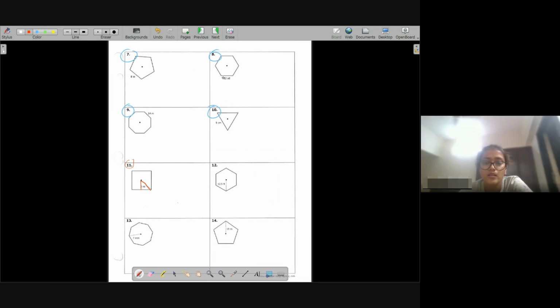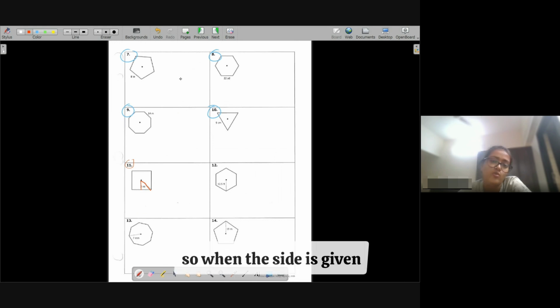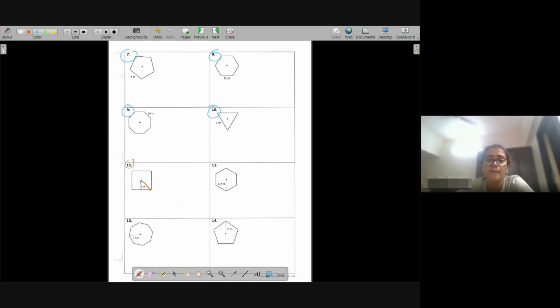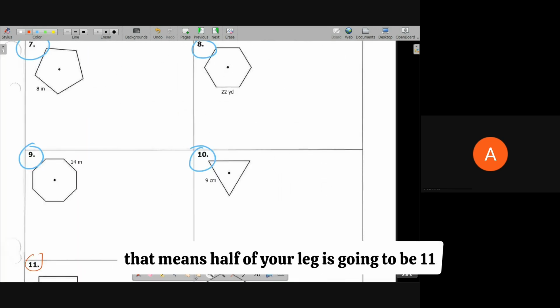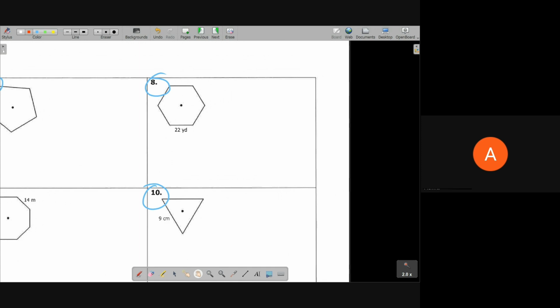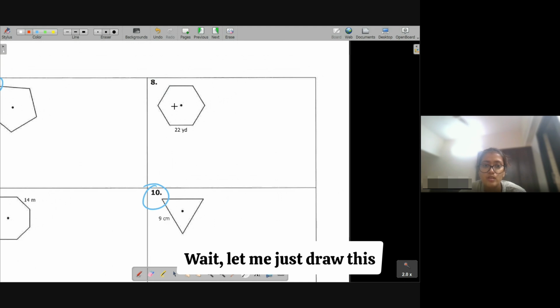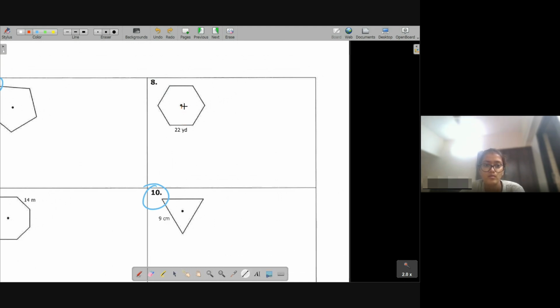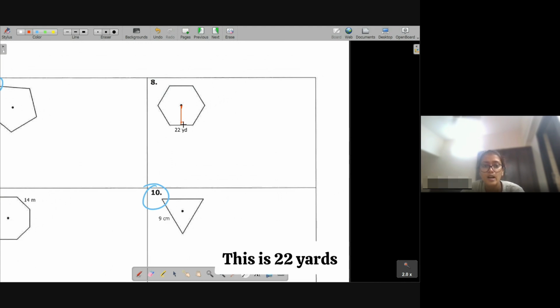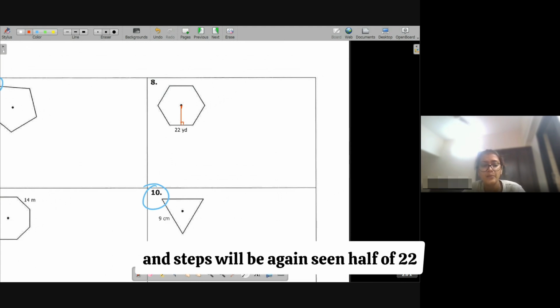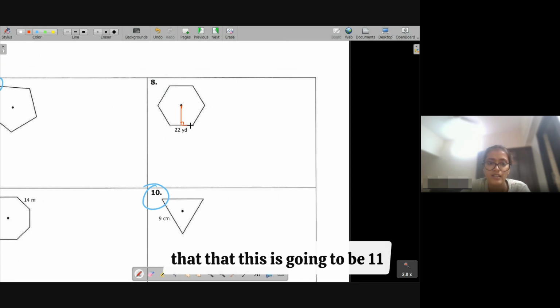Number 8. So the side is 22 yards. So when the side is given, you can find out the perimeter. And when you put the apothem down, then half of your leg is going to be 11. Let me just draw this. This is the apothem that we need to find out. This is 22 yards, and steps will be again same. Half of 22, 11, right? This is going to be 11.